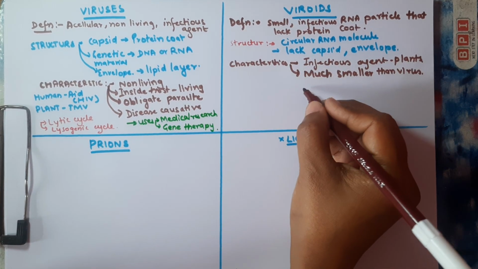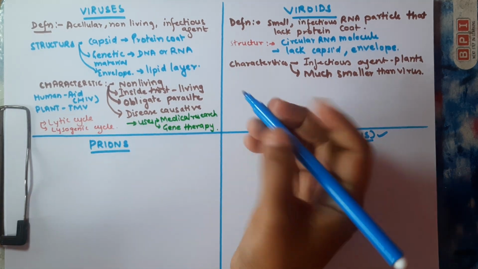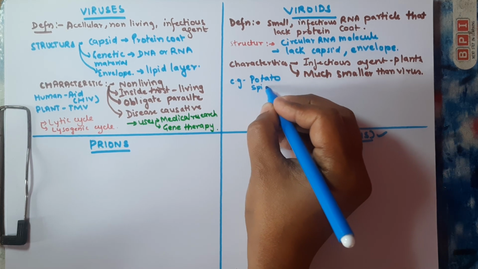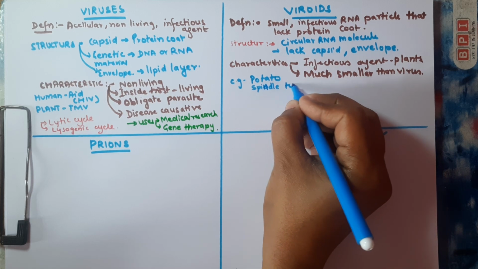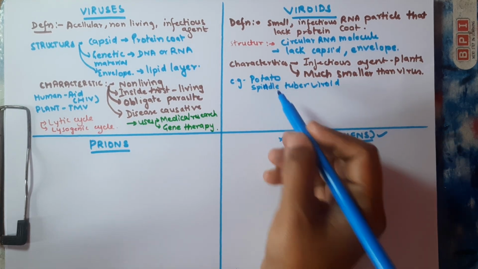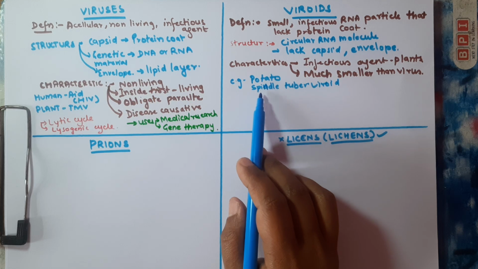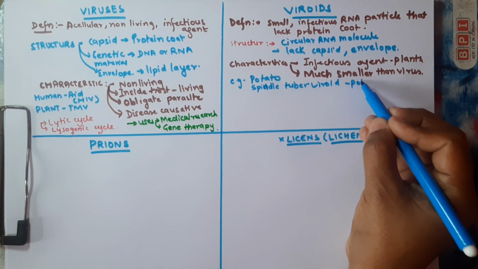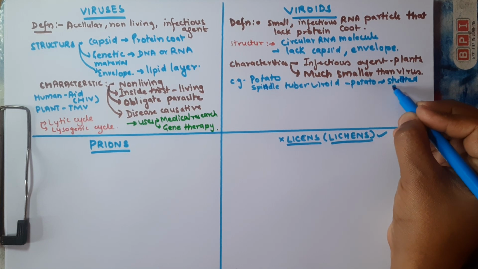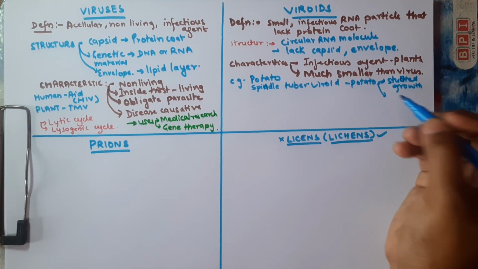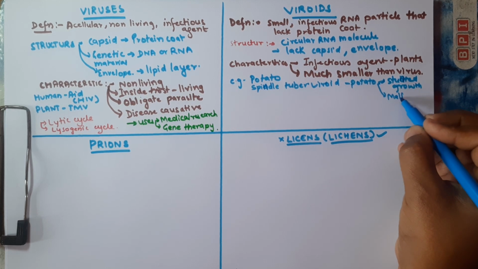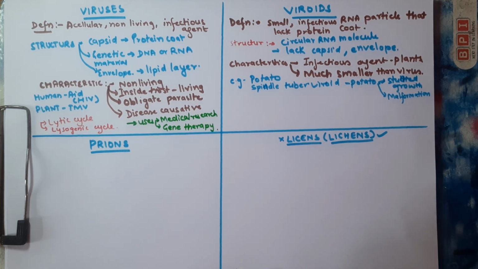The example includes the potato spindle tuber viroid. This will cause stunted growth and malformation in the potato plant. The name itself indicates that this viroid will affect the potato. And what will it lead to? Stunted growth, meaning lesser growth; the height of the plant will be shortened. It will attack the growth mechanism. And there is a malformation also. Malformation means that a particular organ is not properly formed.